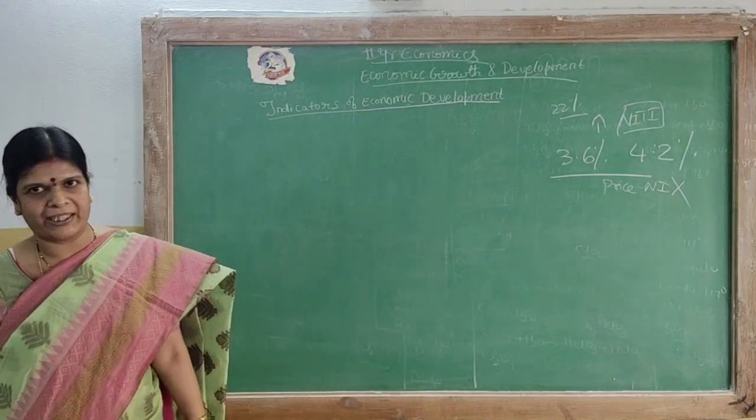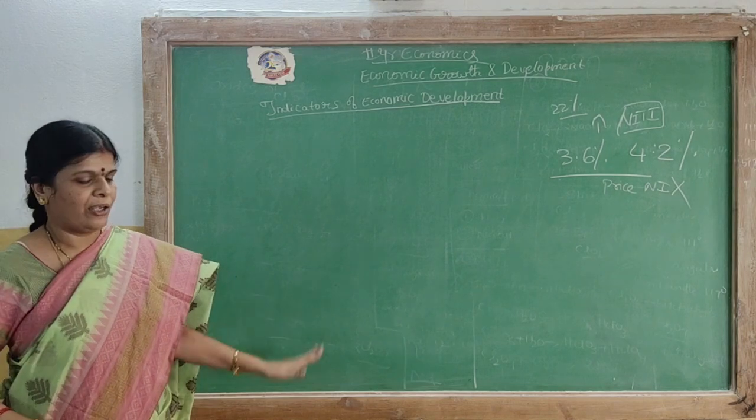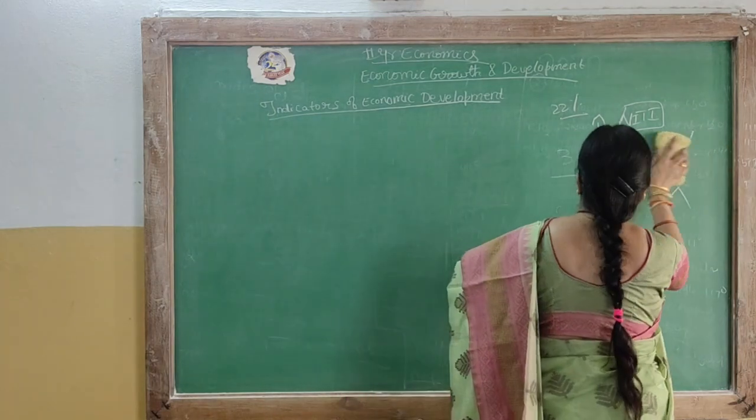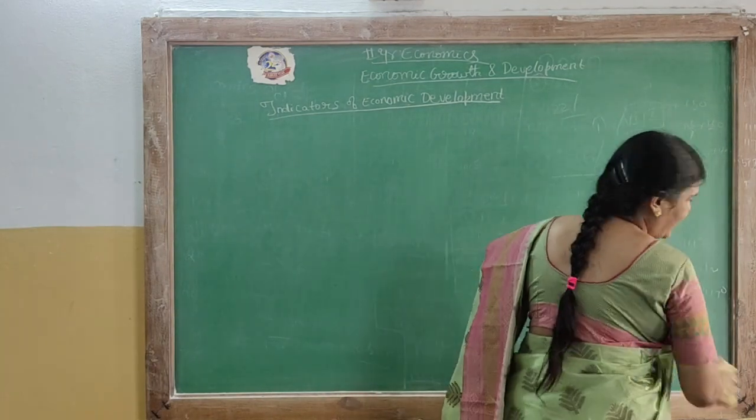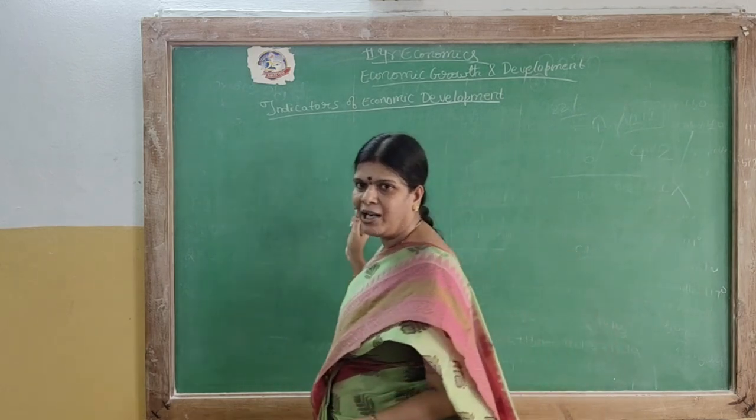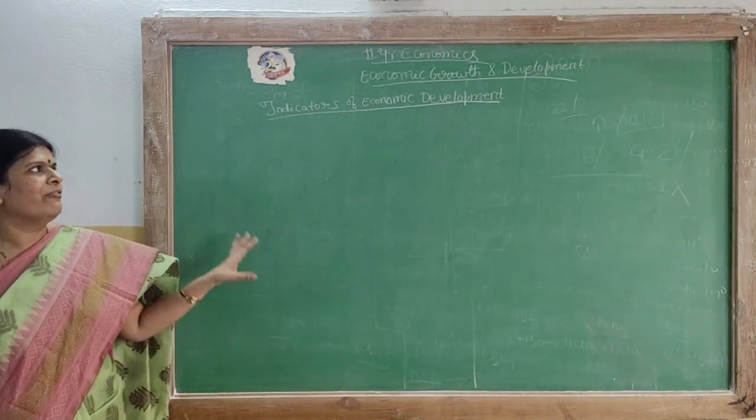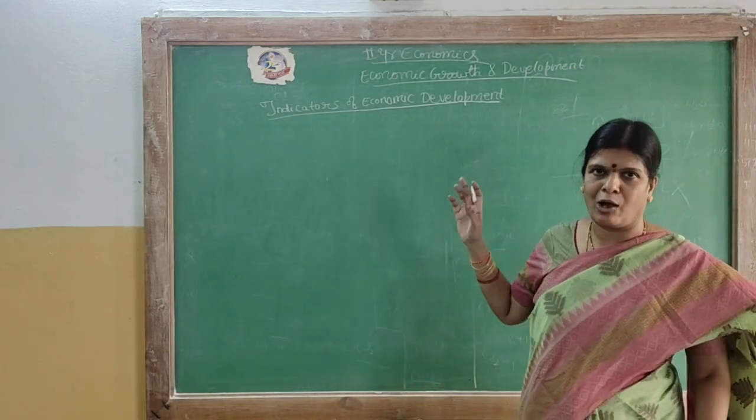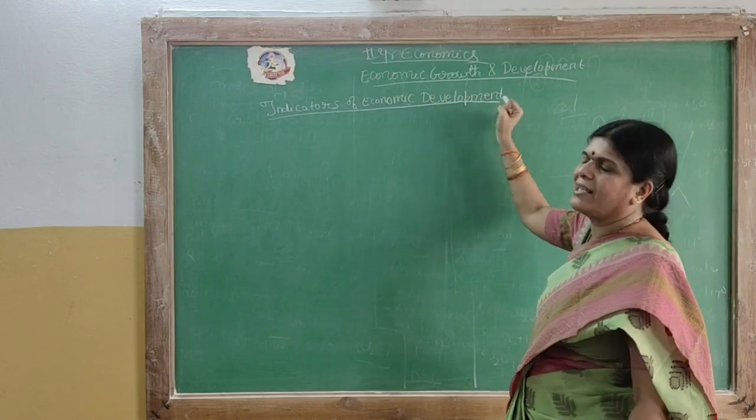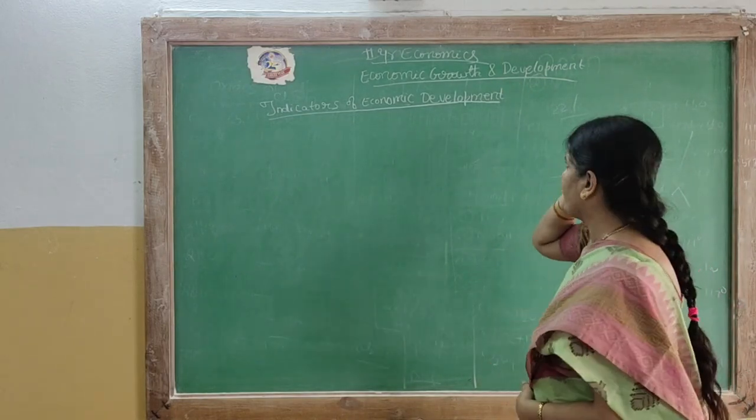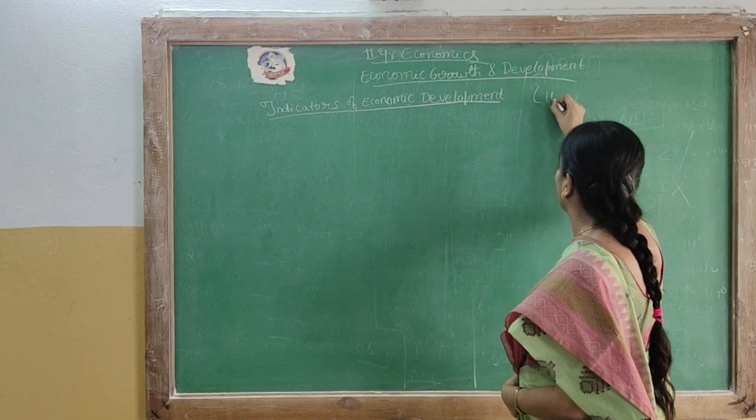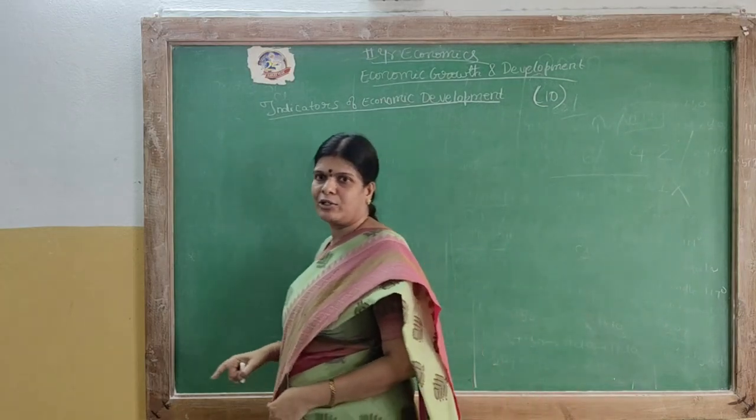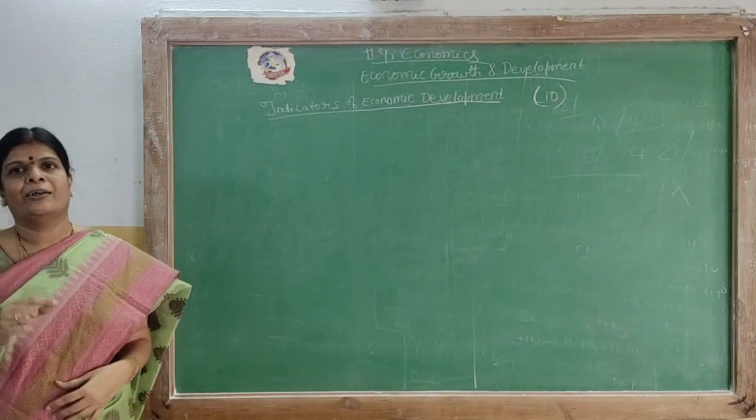These are the main objectives. I have already explained. Now we will deal with indicators of economic development. Today, class, I will introduce the indicators of economic development. Very, very important. With this, you can understand what economic growth is and how we can achieve it. What indicates that there is economic development? This is a very important question from the examination point of view. We can get this question for 10 marks also.